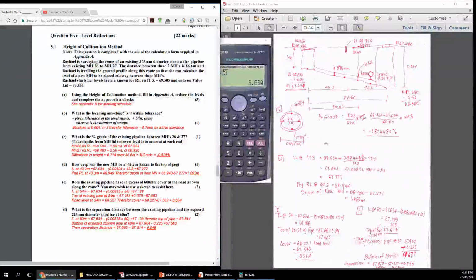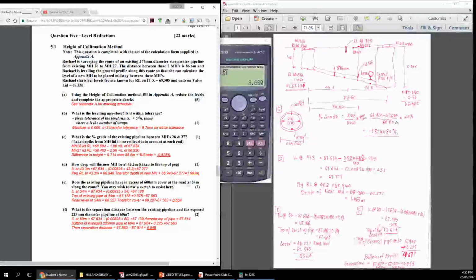So we want to work out the percentage grade there, and first of all we've got an RL there, 68694. We subtract the depth to invert, and that's going to give us an RL at the invert of 67634. And so we draw this up. Notice that's 1.06. This is 2.56. So this is roughly 2 times that one. So when you draw that up, you'll see although the ground is going up, the pipe is going down.